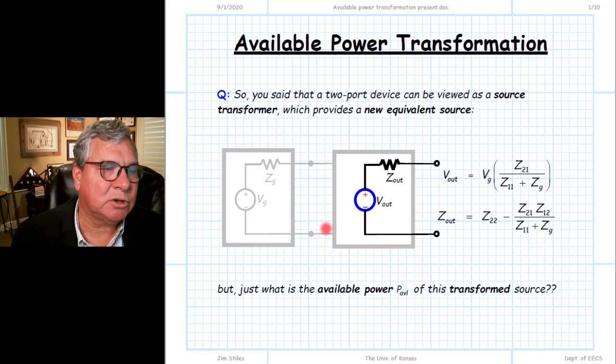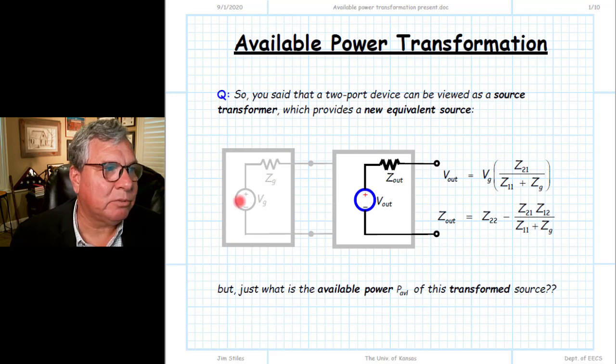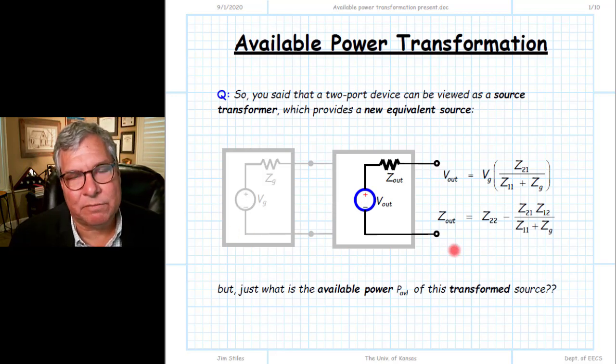And so we ask ourselves the question, what is the available power of this transform source? What is the relationship between the original available power and the transformed available power?